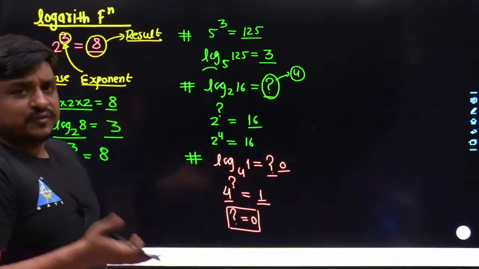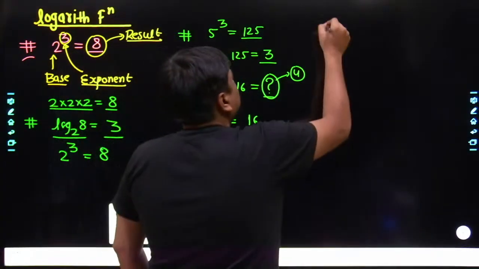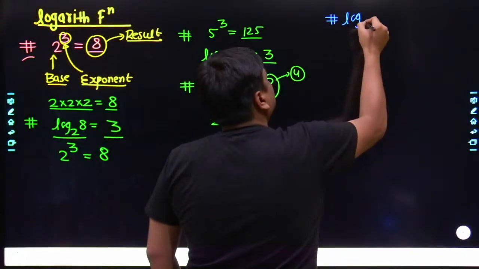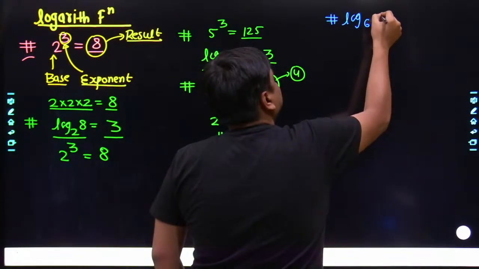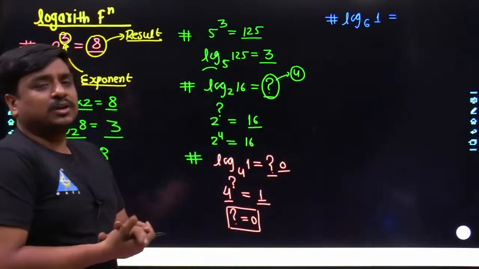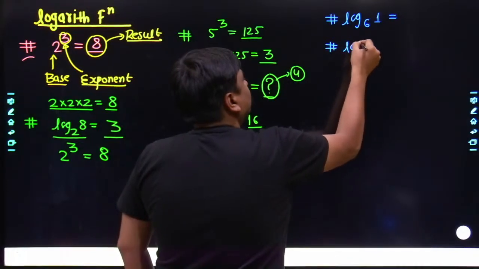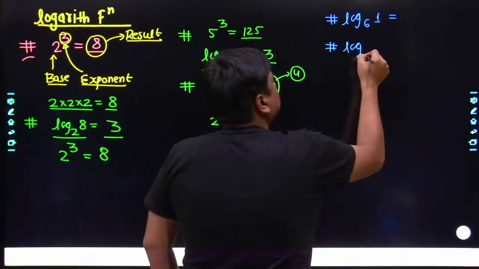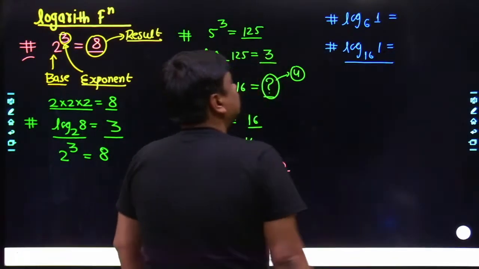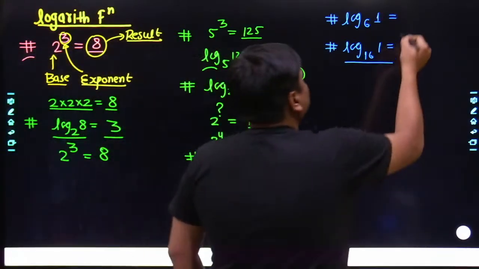So obviously most of us are agreeing on this component. Let me go forward. If, rather than taking log base 4, I have taken log base 6 operated over a unity number, tell me what would be the answer. Similarly, I can take log base, let's take maybe, 16 of 1. Tell me what would be the possible answers for both of the questions. Obviously it would be 0 as well as 0.